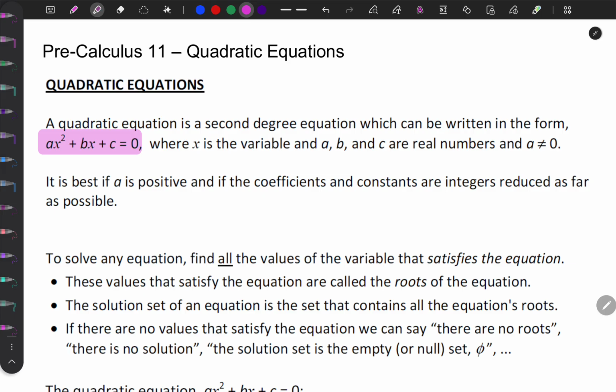When we solve an equation like this, we're looking for all values of x, or all values of the variable, that will make the equation true. The name for these solutions is the roots of the equation.